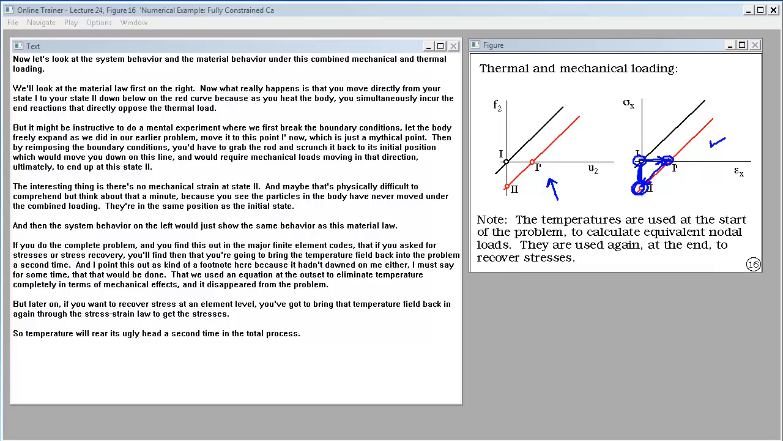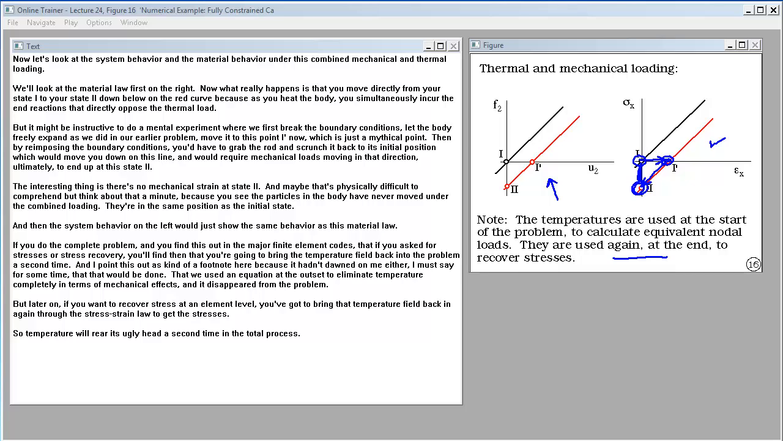If you do the complete problem, and you find this out in the major finite element codes, if you ask for stresses or stress recovery, you'll find that you're going to bring the temperature field back into the problem a second time. I point this out as kind of a footnote here, because it hadn't dawned on me either, I must say, for some time that that would be done.